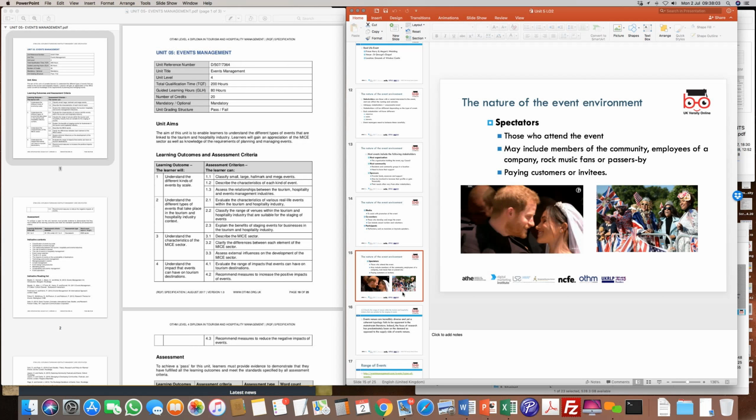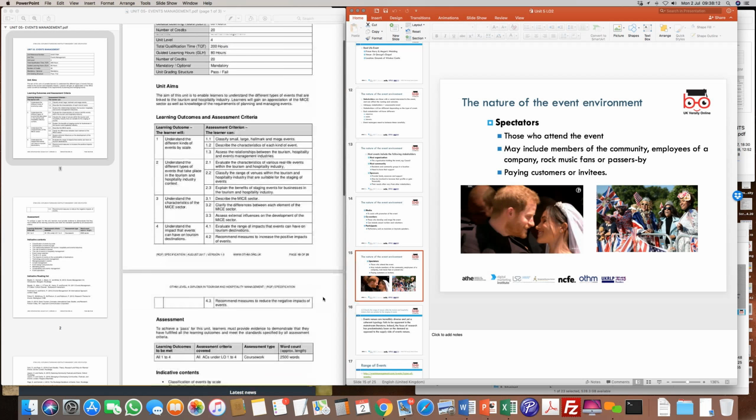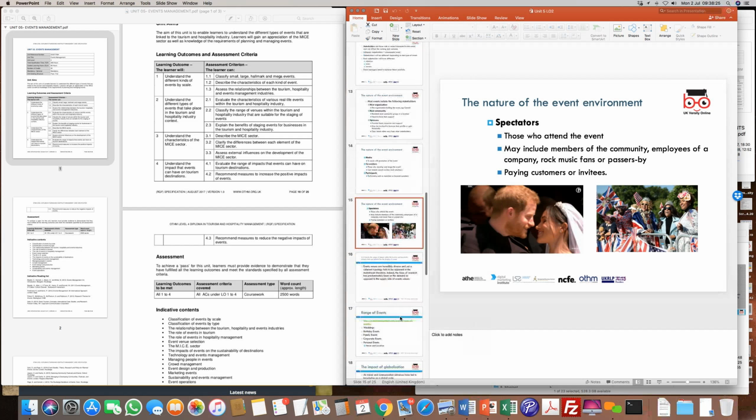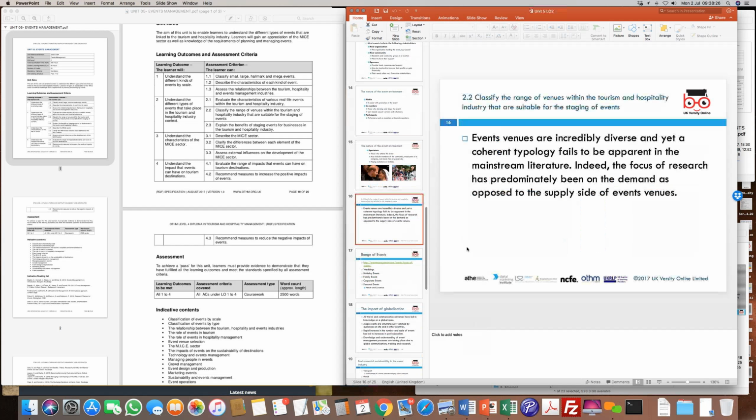Is that okay? So in this task, what you'll have to do is pick up a real life event and then talk about the stakeholders. In some cases, after talking about the stakeholders, you'll have to talk about their individual roles and why it is a real life event, and that would cover task 2.1 in terms of evaluation. Now, if I go to task 2.2, it talks about classifying the range of venues within the THM sector which are suitable for staging of events.